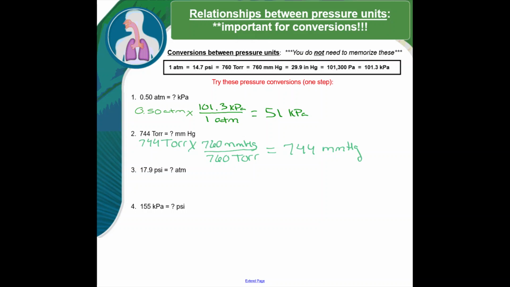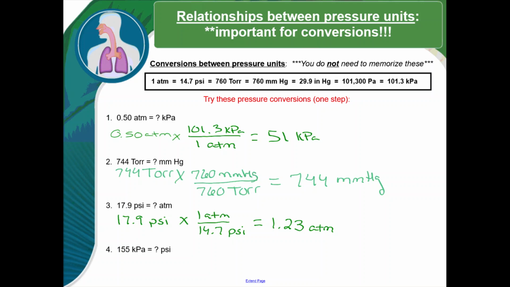Number 3, we have 17.9 psi, and we're converting that to atmospheres. If we look at the box above, we see that 14.7 psi is equivalent to 1 atmosphere. As always, we start with our given, which is 17.9 psi. And we're going to multiply that times our conversion factor, which is 1 atmosphere over 14.7 psi. Our PSI is going to cancel out. 17.9 is our given, so we're also paying attention to our sig figs. We have 3 sig figs here, so our answer will also have 3 sig figs. We have 1.23 atmospheres for our final answer.